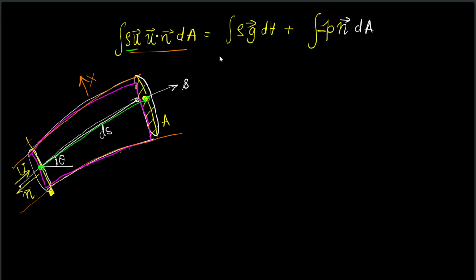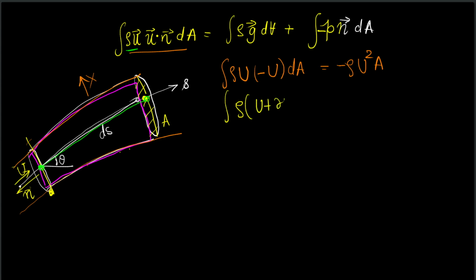So incoming, the momentum is rho u, and u dot n cap is minus u times dA. So this is for the left face. So this will be minus rho u square times A. What about the flux through the right face? It will be rho u plus del u del s ds. This is the momentum flux coming out, times u dot n cap.